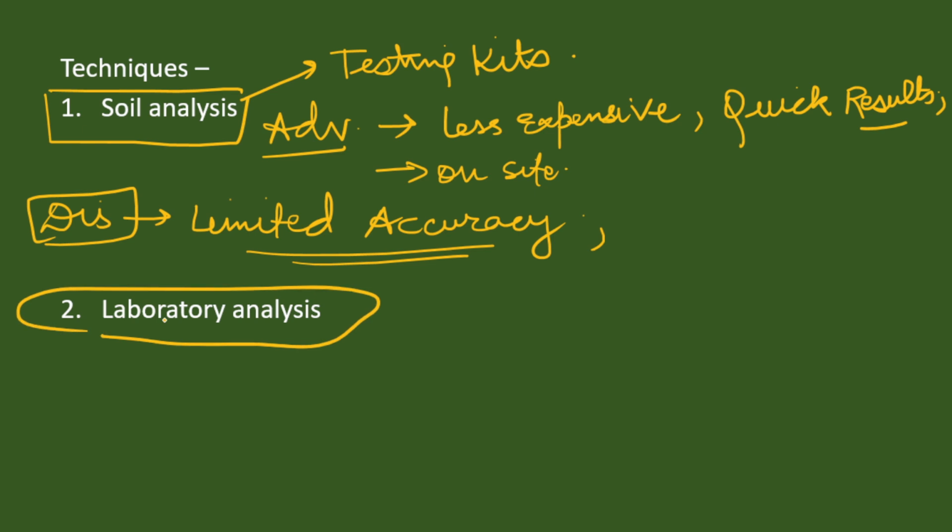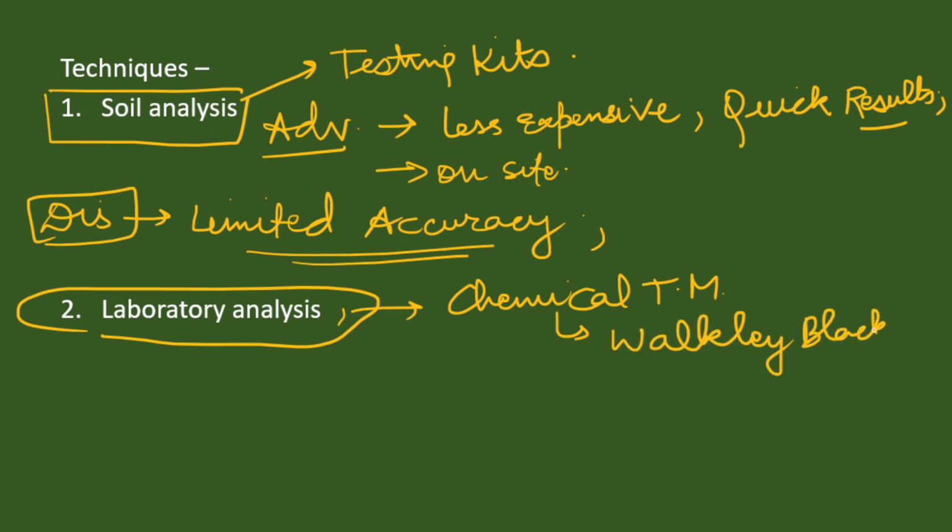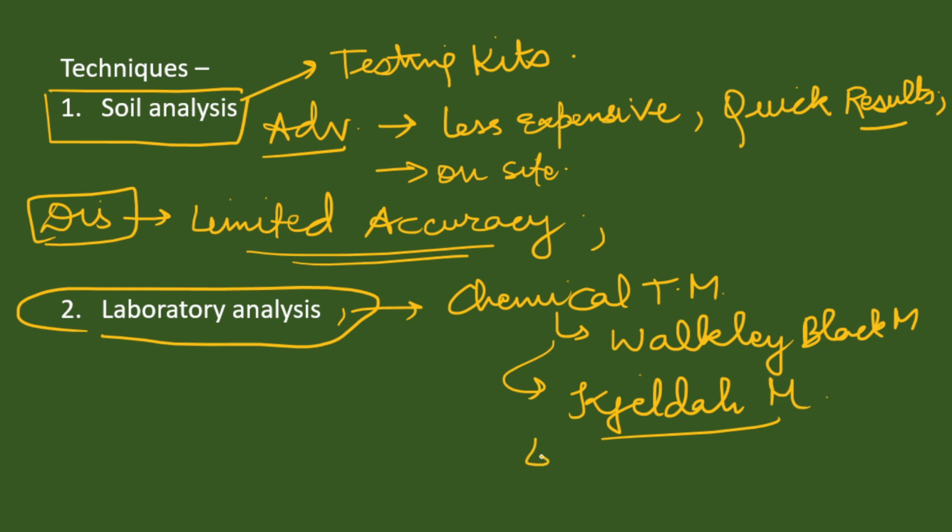Secondly, we can do laboratory analysis. In laboratory analysis we use different methods such as chemical methods. Some of the common chemical testing methods are the Walkley-Black method, Kjeldahl's method, which you all have heard about, and Olsen's method. We can use the Bray method for acidic soils. So these are some of the common chemical methods which we can use in our labs.